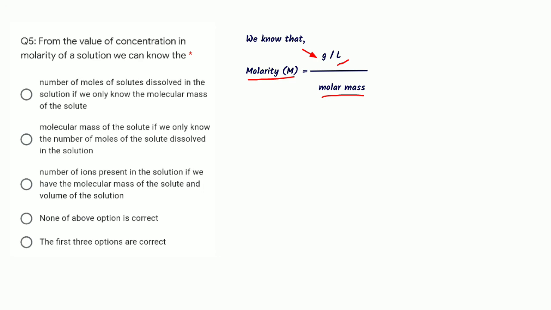So if 1 mole of solute gives 1 mole of that ion, then the number of moles of ions will be equal to the number of moles of solute. That means the number of moles of positive ion equals the number of moles of your solute. Understand? By multiplying this number of moles by 6.023 into 10 power 23, we can get the number of ions. So this option 3 is the correct option.